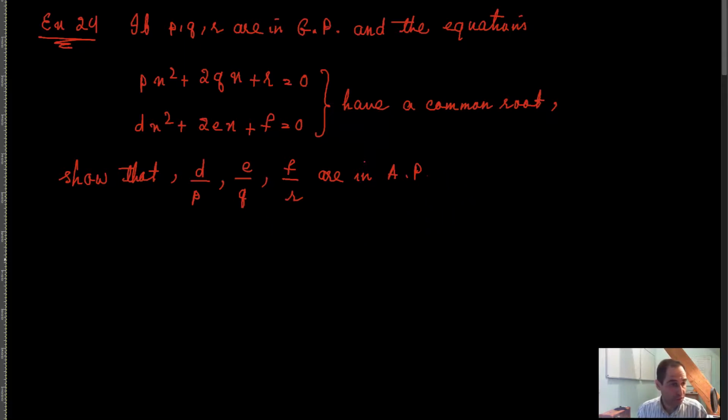Okay, so this is not a straightforward question either, but you get to learn a couple of things here, meaning that P, Q, and R are in geometric progression, right? And these equations have a common root. When you say that two equations have a common root, what that means is that the graphs of the two functions intersect at one point. They intersect at one point.